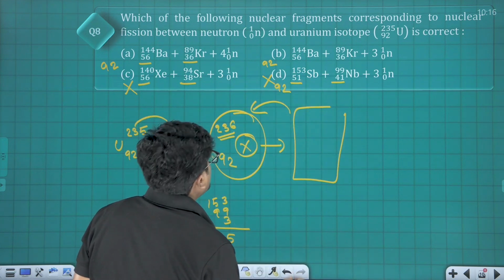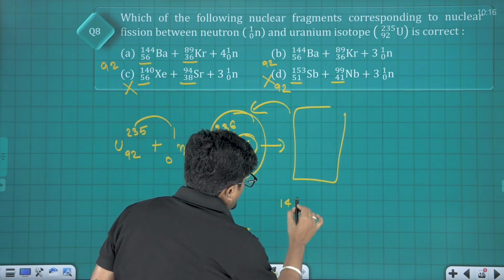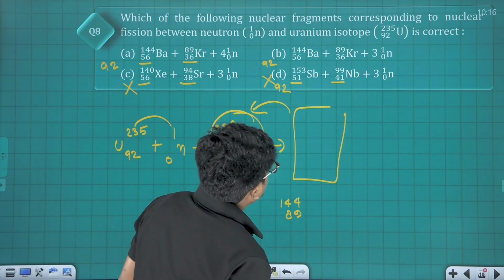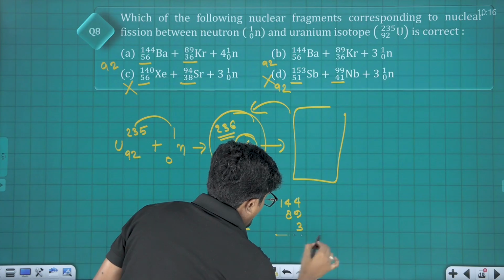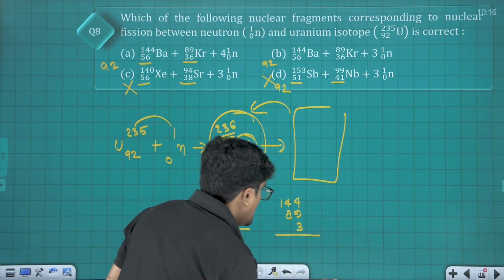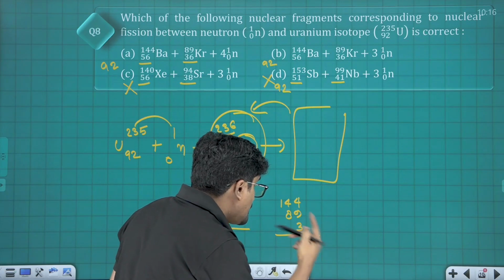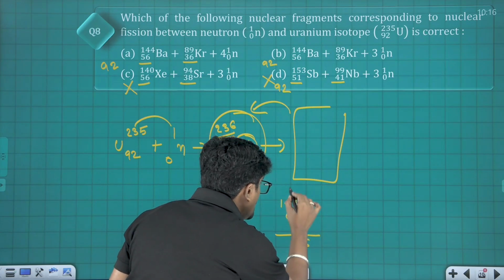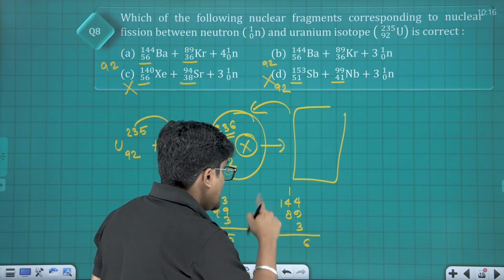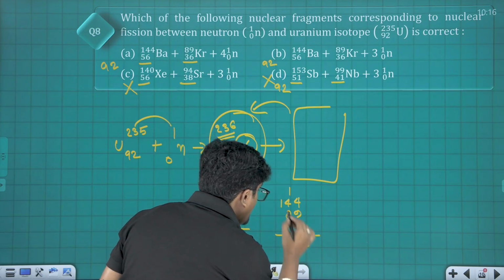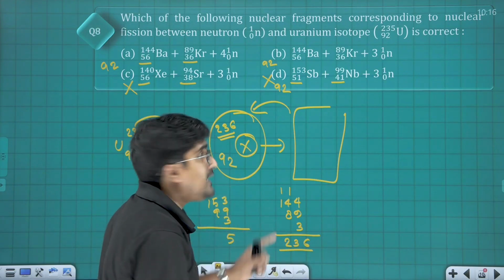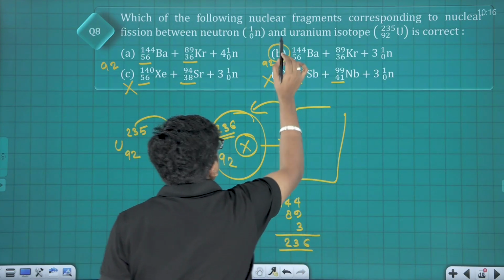There, if I consider the mass number, it's going to be 144 plus 89 plus 3. Now 9 plus 3 is 12, 12 plus 4 is 16, we are left with 1 here. Now 8 plus 4 is 12, 12 plus 1 is 13, we are left with 1 here, and it's coming as 236, which matches our case. That means option B must be the correct answer.